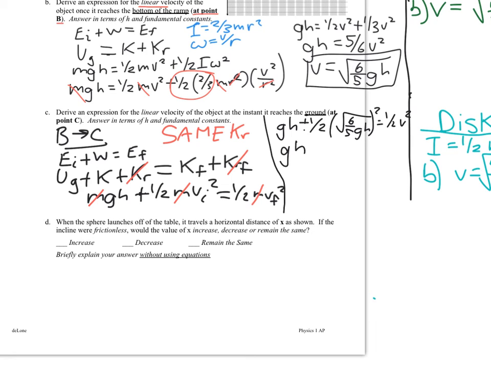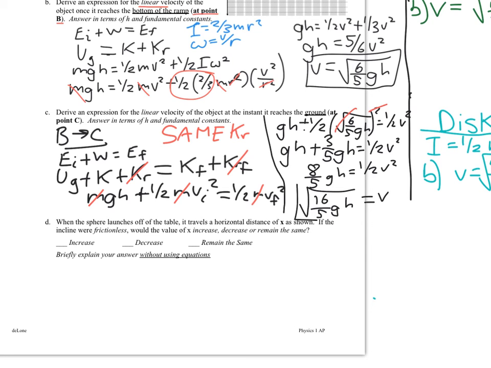So gh plus the squared and the square root obviously go away. And so 1/2 of 6/5 gives me 3/5 gh equals 1/2 v squared. I can combine those two terms, and I get 8/5 gh equals 1/2 v squared. I'm going to multiply by 2 and square root this, and so I get the square root of 16/5 gh equals v. So that's going to be my velocity at point C.